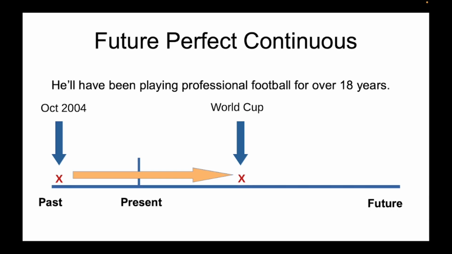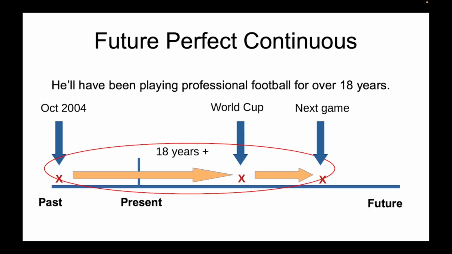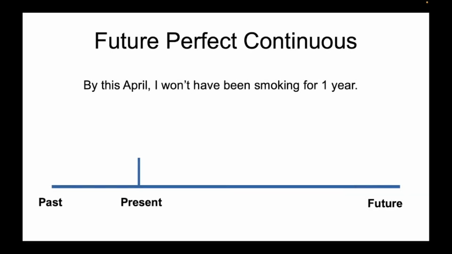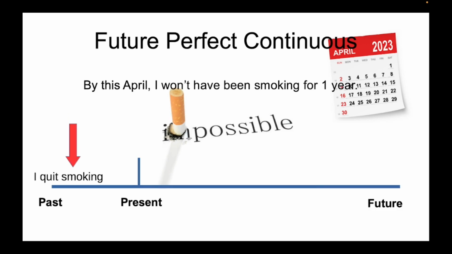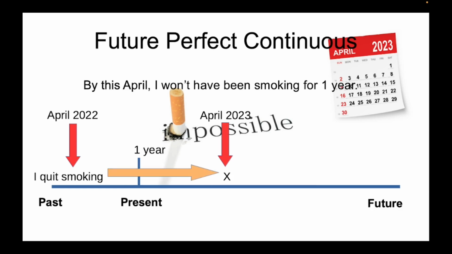So if indeed he does continue playing for his national team, Argentina, or his current team, Paris Saint-Germain, by the time he plays his next game, he'll have been playing professional football for over 18 years. Okay, here's another example, but in the negative. By this April, I won't have been smoking for 1 year. So this sentence tells us that I quit smoking last year, April 2022. And by this April, April 2023, I won't have been smoking for exactly 1 year.